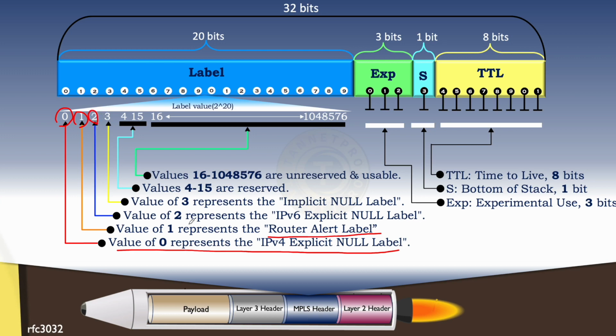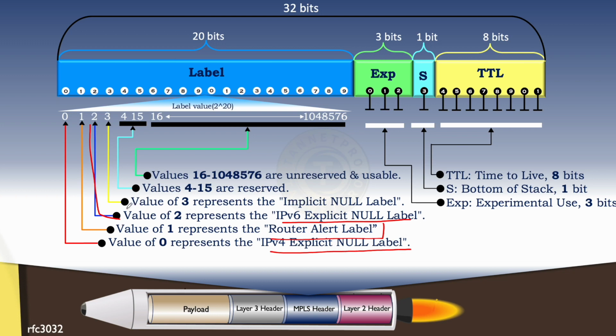Now what about this value 2? 2 represents the IPv6 explicit null. So there are two kinds: one is explicit null, another one is implicit null. I will explain both of them, but for IPv4 and IPv6 explicit null is mentioned. That value is reserved here, and it represents IPv6 explicit null, and for IPv4 explicit null, that value is 0. So 0 and 2, and in between, 1 is used for the router alert only. Any alert that needs to be sent for this communication will use value 1.